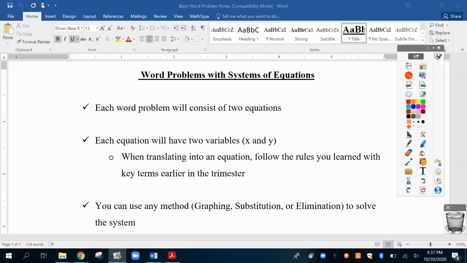You can pick whatever two variables you want. I do think, in terms of solving for systems, unless it's a real true story problem where it might be easier to assign a label with a letter, to stick with X and Y. But the key is that we want to use those exact same rules we learned earlier in the trimester.